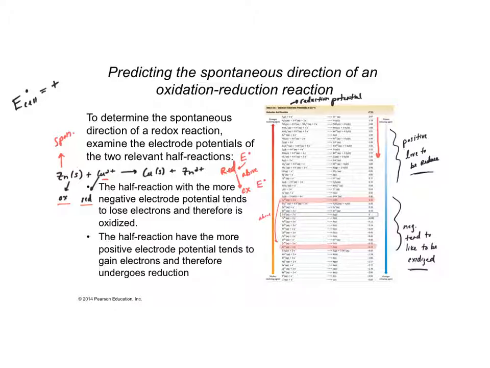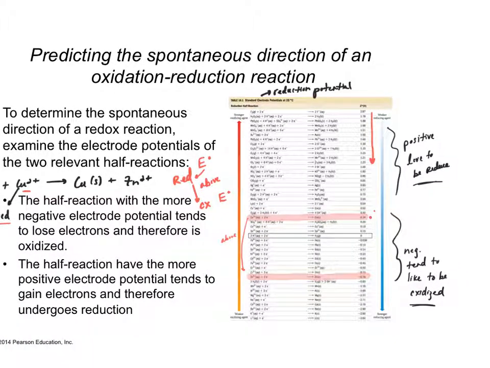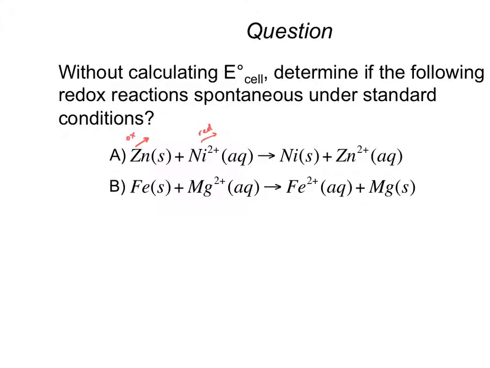But even if they just gave you values, if the thing that is reduced has a greater reduction potential than the thing that is oxidized, then that will lead to a spontaneous process. So who cares?